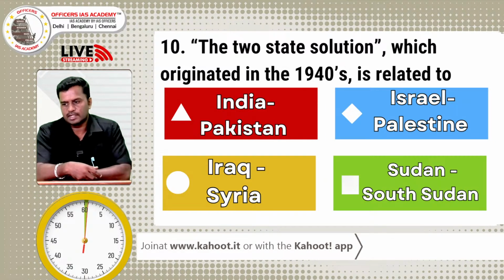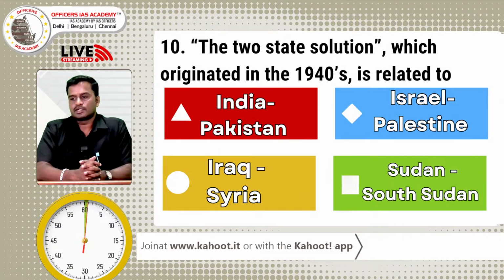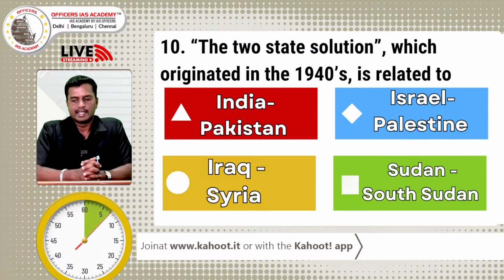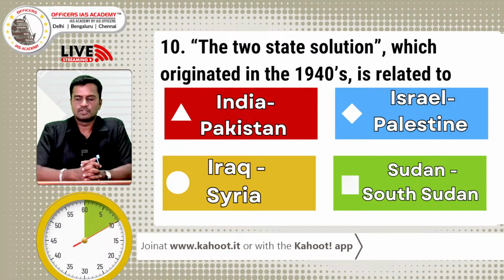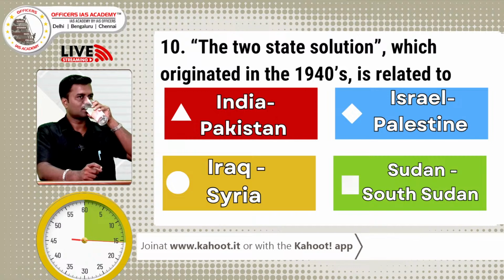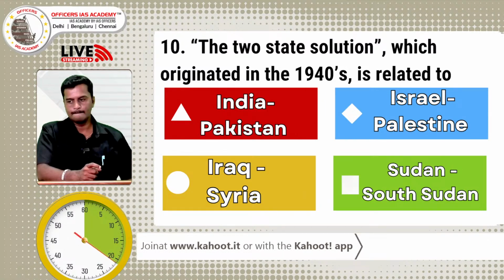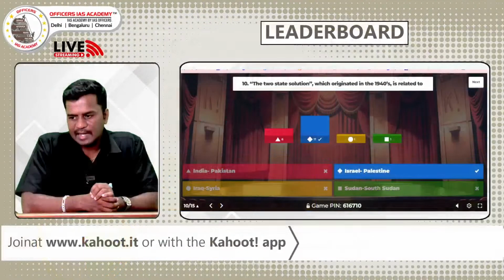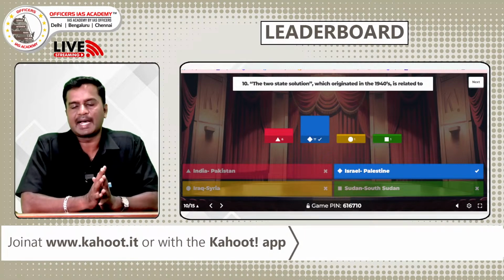This question is from International Relations, IR. The two-state solution which originated in the 1940s is related to: India-Pakistan, Israel-Palestine, Iraq-Syria, Sudan-South Sudan. Seventeen have answered correctly. It relates to the Israel and Palestine conflict.